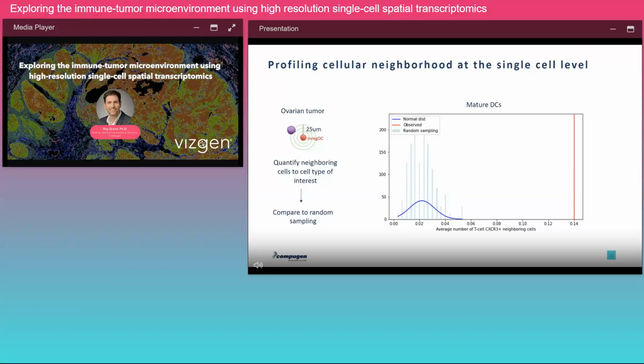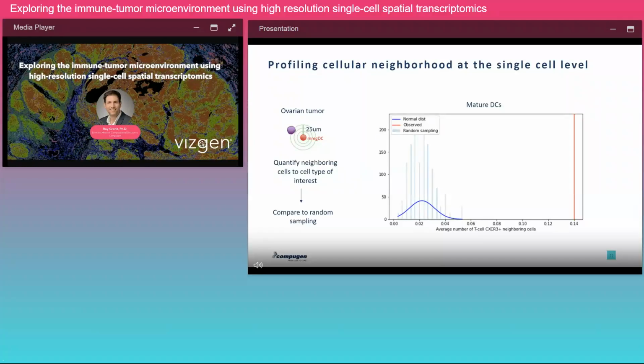We looked at an ovarian tumor, and we asked, let's find out which cells reside next to mature dendritic cells. The mature dendritic cells are known to express chemoattractants to lure T cells. So we assumed that we would find them in close proximity. And using this analysis, we probed which cells reside in a 25 micron radius next to the dendritic cells. And as you can see on the right, in the left bar, the number of neighboring T cells is much higher than the expected normal distribution of any other cell types. So the T cells actually reside next to the dendritic cells.